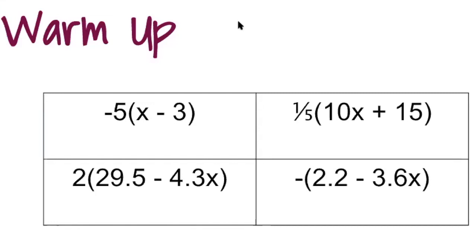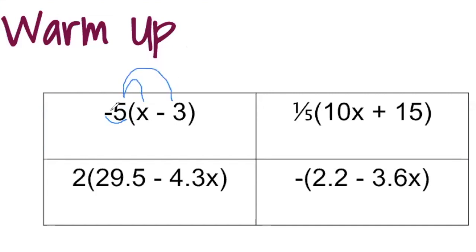So here we have the warm-up problems for the distributive property fluency quiz. The important thing to remember here is that you always have to distribute whatever numbers in front of the parentheses to everything on the inside. So like this first one with this negative 5x, I have to distribute that to both the x and to the negative 3.